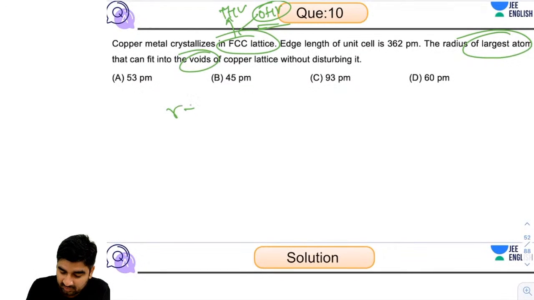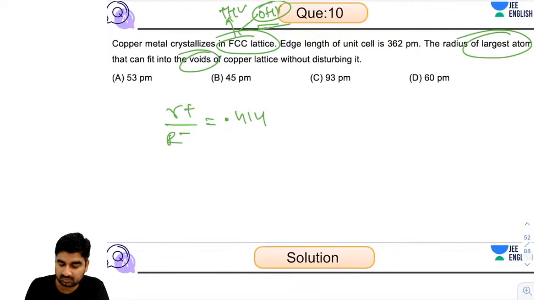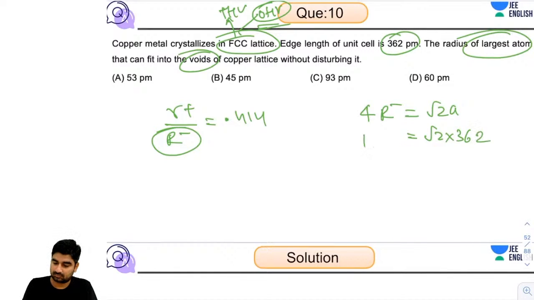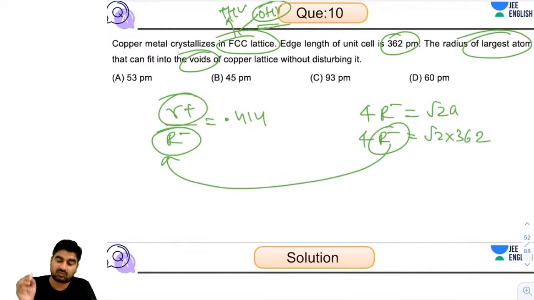So the radius of octahedral void will be 0.414 r minus, where 4r minus is equal to root 2a. From here you can calculate r minus, and from here you can calculate r plus.